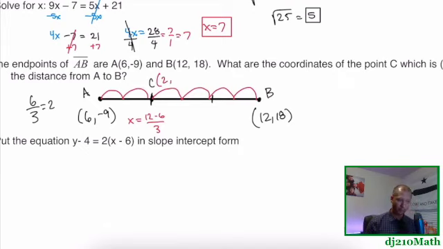All right, let's do the same thing for y. So y is going to be equal to the distance from negative 9 to 18. So we take 18 minus the starting point, which is negative 9. And that's going to be 18 plus 9, which is 27. Okay, we're going to have to divide that by 3 because we want 1/3 of the way. So 27 divided by 3 is going to be 9.